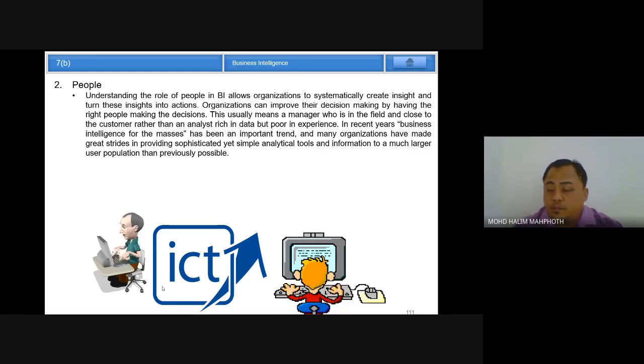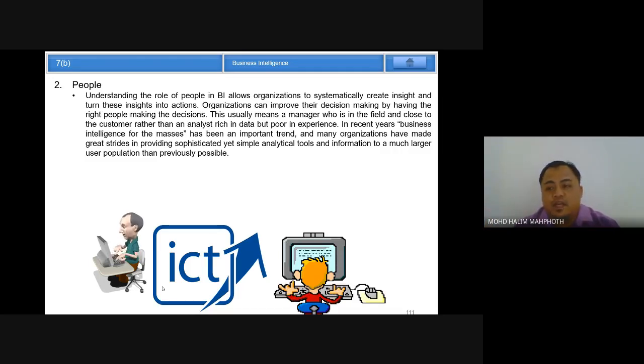of how to prepare the data, use the data, interpret the data. So organizations can improve their decision making by having the right people making the decision. Make sure that the people who extract the data know who the data is for, because they are the ones who extract and supply that data to the specific, right person.